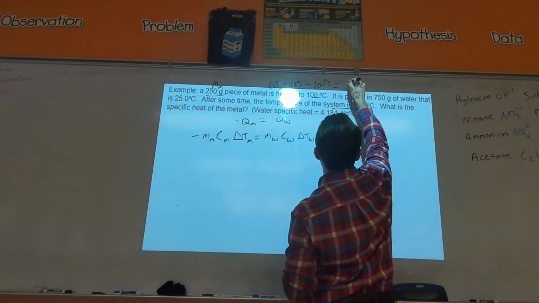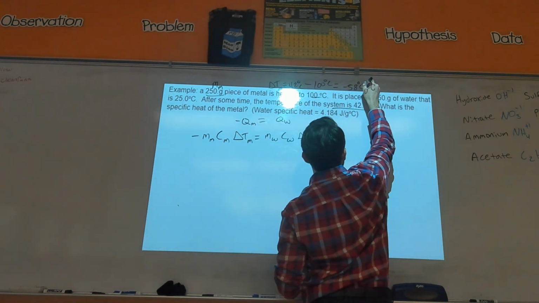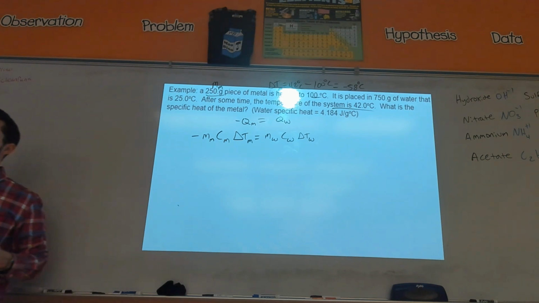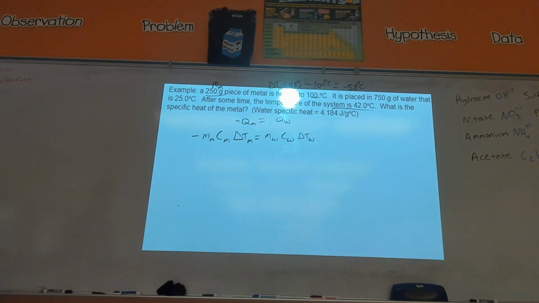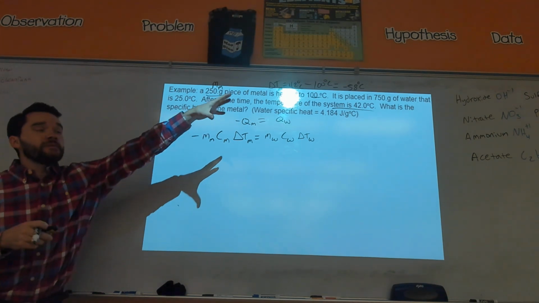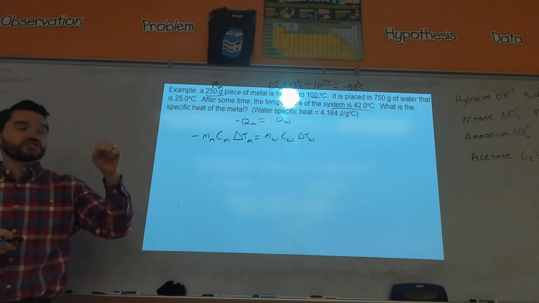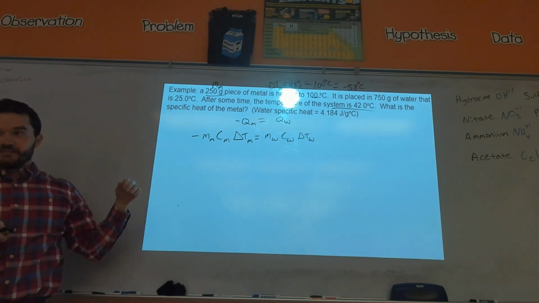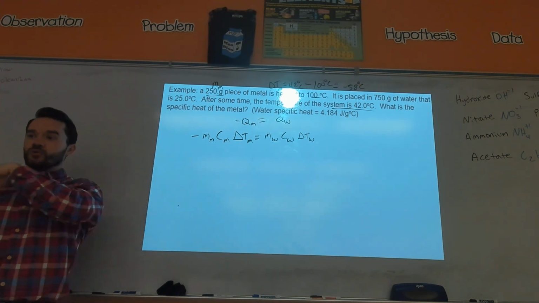So your delta T is negative 58 degrees Celsius. Why is it negative? True, but actually understanding what's happening, why would that be so? What is that negative trying to represent? Yeah, releasing the heat. The heat is moving from the metal to the water, so that's why you're going down. It's negative 58 because heat always goes from hot to cold.